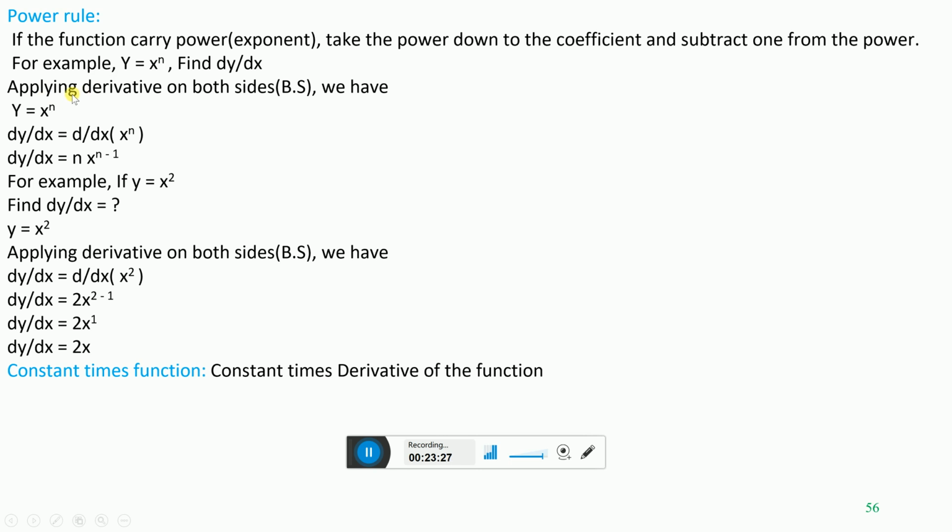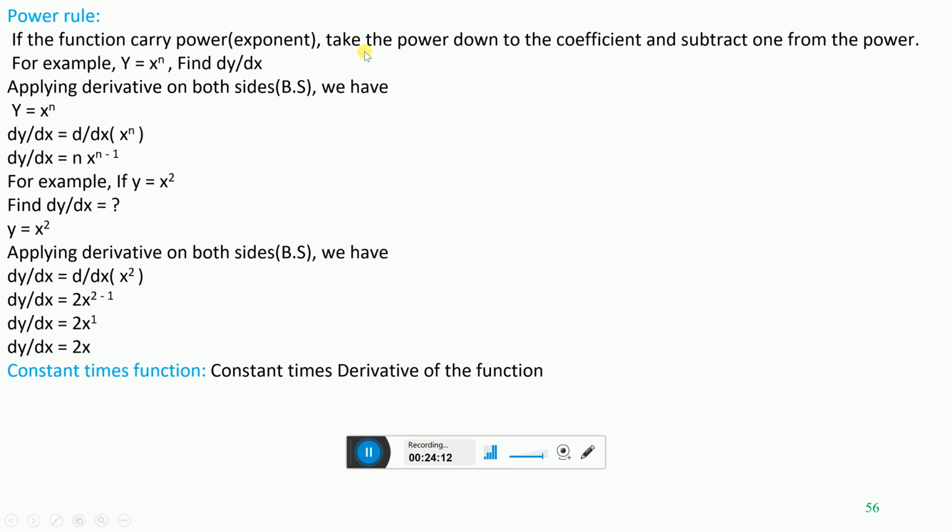I am clarifying by taking the derivative on both sides. dy over dx is the symbol of the derivative, so we apply the derivative on the left hand side as well as on the right hand side of the function. This is the way to estimate the change in y because of a change in x. d over dx of y is d over dx of x raised to the power n.